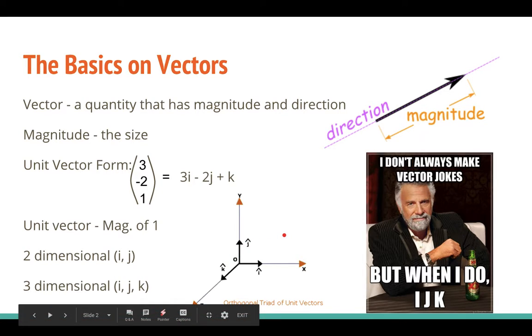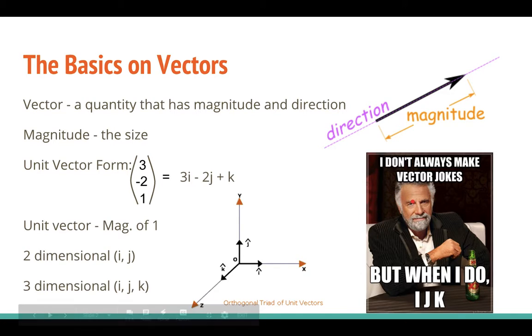I have a little joke right here. I don't always make vector jokes, but when I do, I JK.